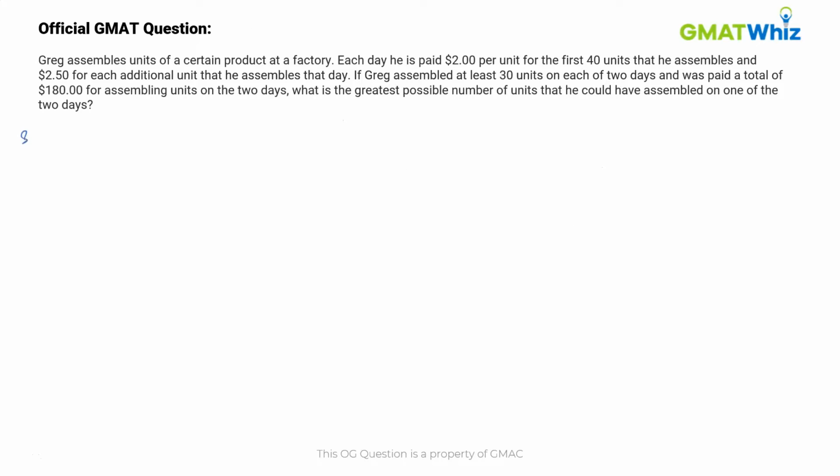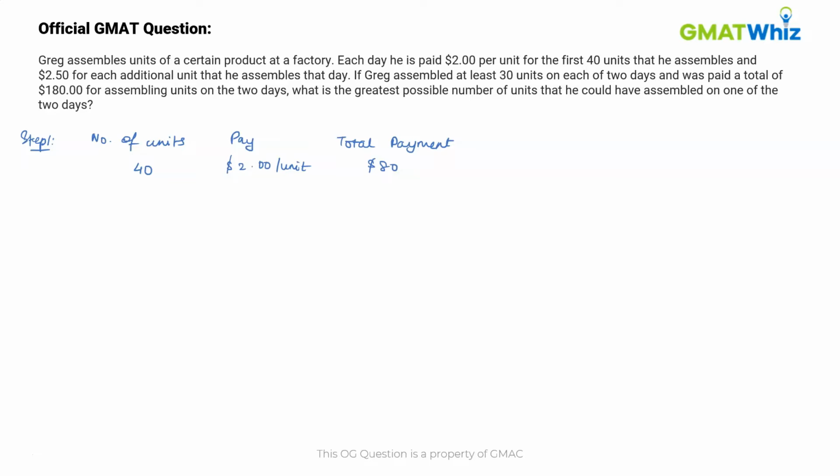In this question, we are given that Greg assembled units of a certain product at a factory, and each day he is paid $2 per unit for the 40 units that he assembled. So, for number of units equal to 40, the pay is $2 per unit. Then the total payment for 40 units will be equal to 40 times 2, which is $80.